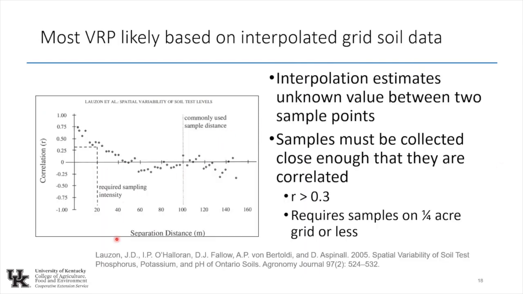So there's this paper, I strongly recommend you look it up, by Lauzon et al. It's published in 2005. Other people have duplicated this information since then. And it shows that interpolation doesn't really work for precision ag. So what do you do when you interpolate? You're estimating an unknown value between two sample points.